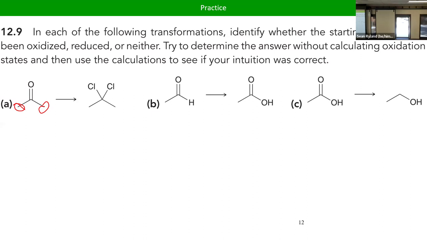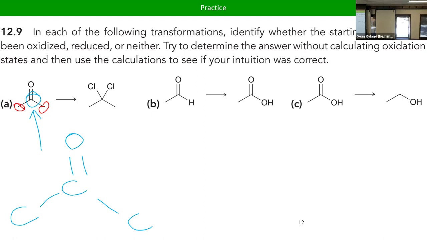So if we're looking at that carbon, it starts with two carbon-carbon bonds, and it keeps the two carbon-carbon bonds, right? So those aren't changing. But if we wanted to just look at the oxidation state of that carbon, you've got a carbon double bonded to an oxygen, carbon to carbon.